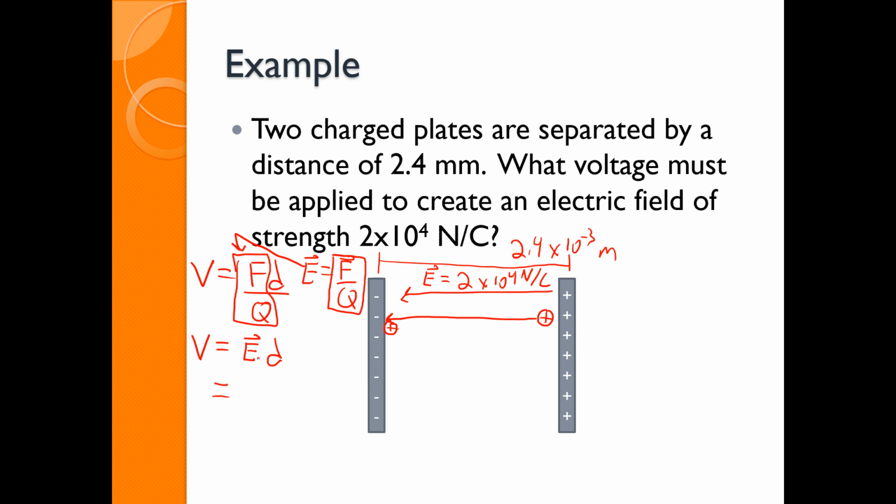So this then just becomes, okay, let's do our multiplication. 2 times 10 to the 4 times 2.4 times 10 to the negative 3. So this gives us altogether 4.8 times 10 to the first, or effectively 48 volts. So for this case, I need to supply at least 48 volts to move this positive charge from one plate to another.